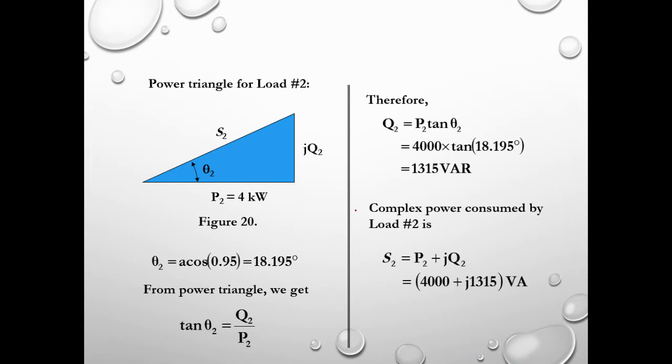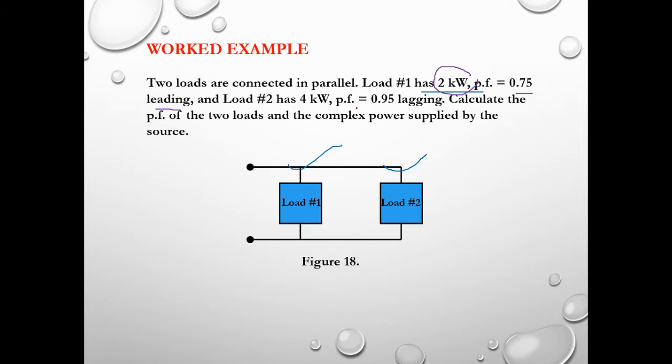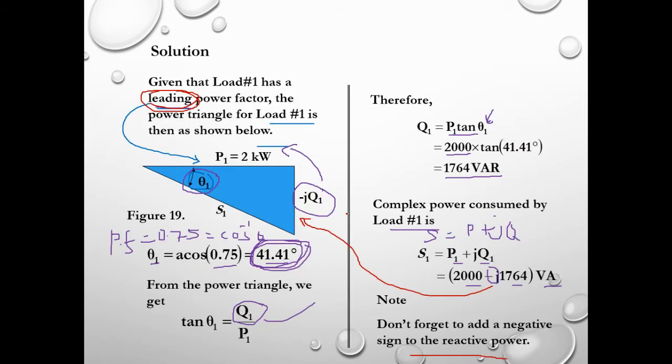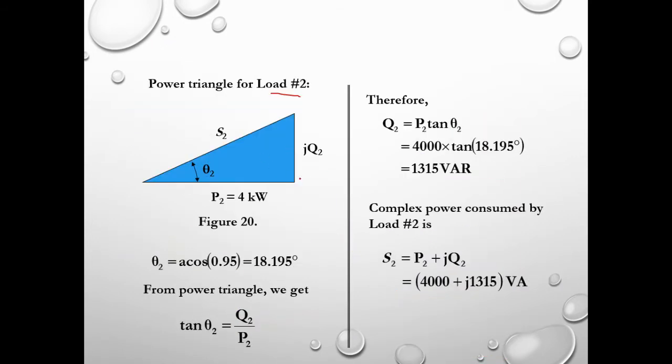And then what about load number 2? This is given by 0.95 lagging. Lagging means we can simply say that P is lagging behind by theta 2 degrees. The value of real power P2 is 4 kilowatt, which is given in the question. We have plus jQ2 as well as S2.